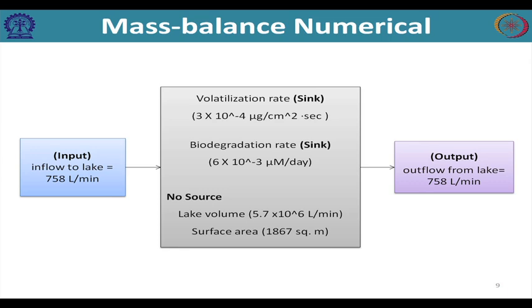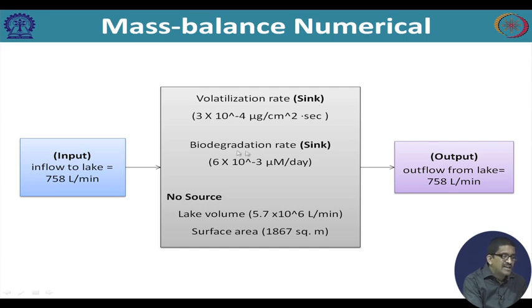Now, we will draw the mass balance of this system. We take a control volume. The lake volume is 5.7 into 10 to the power of 6 liter, and the surface area is given as 1867 square meters. The volatilization rate is a sink and the biodegradation rate is a sink. We have an input, the inflow of the river, that is 758 liter per minute, and an output, the outflow from the lake, of 758 liter per minute. That means the input and the output are the same, and we have been given that this system is in steady state. Now we will put all these into the equation.